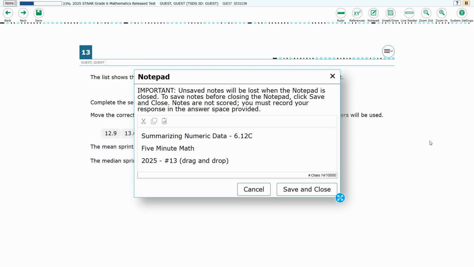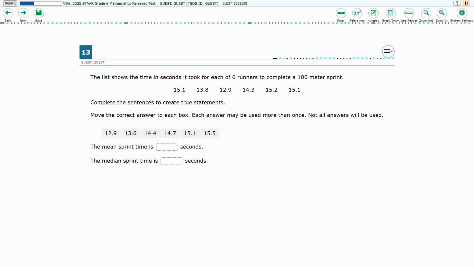This is standard 6.12c in the great state of Texas, and we are using item number 13 of the 2025 released STAAR test. This is a new item type called drag and drop, and if you haven't done so already, please go ahead and take a moment to pause the video, work this problem out on your own, unpause it, and we will look at our answers together.